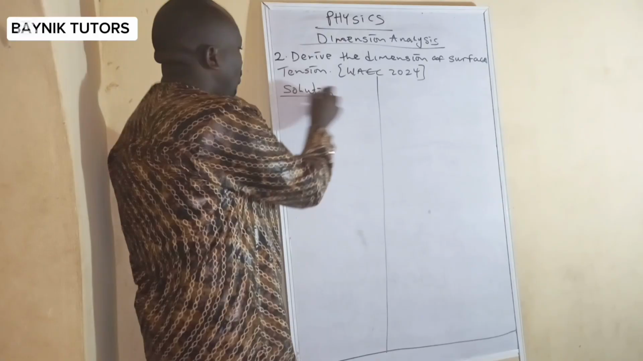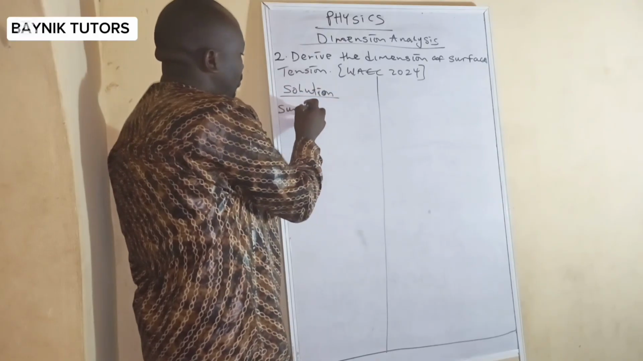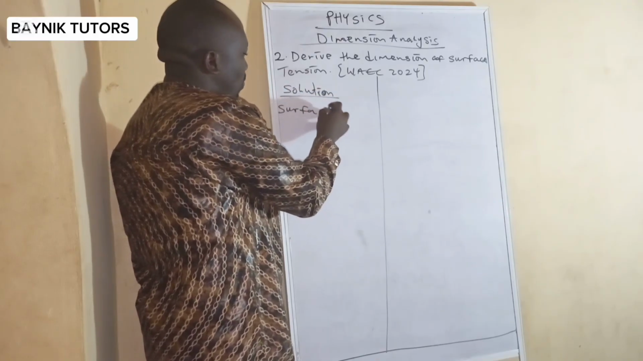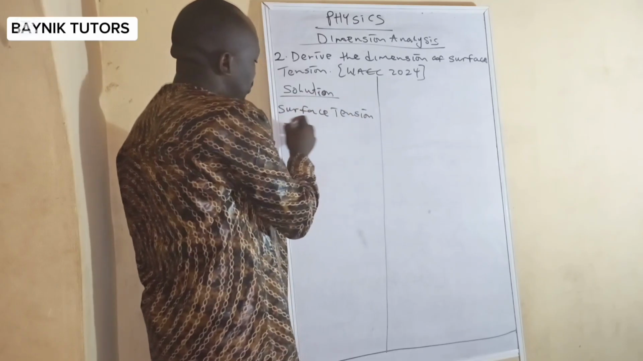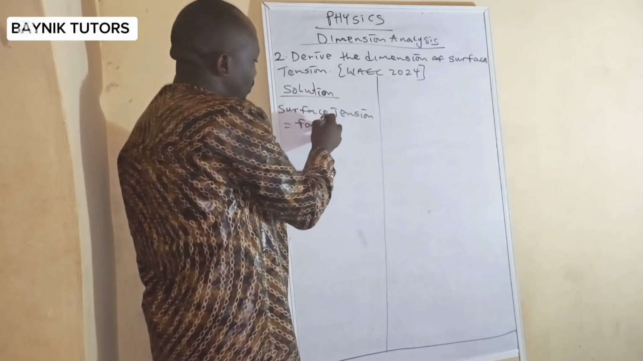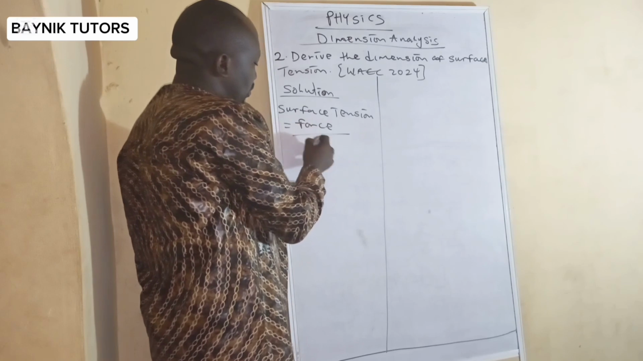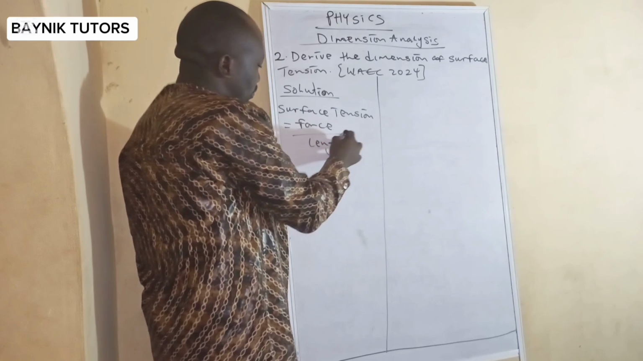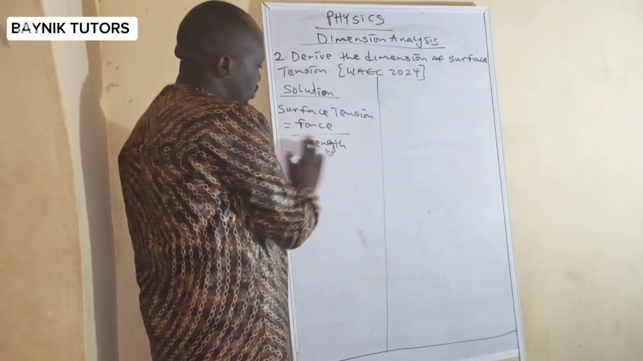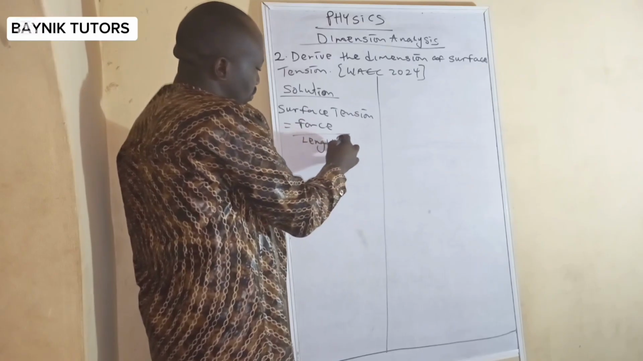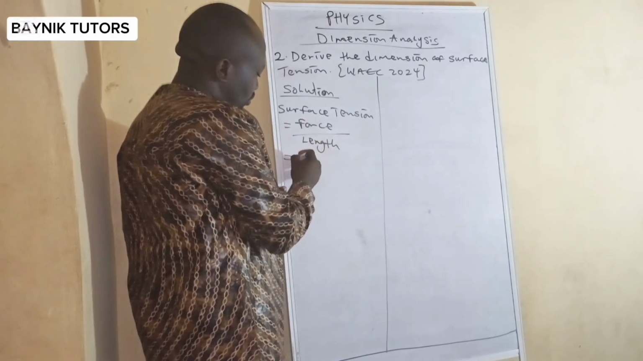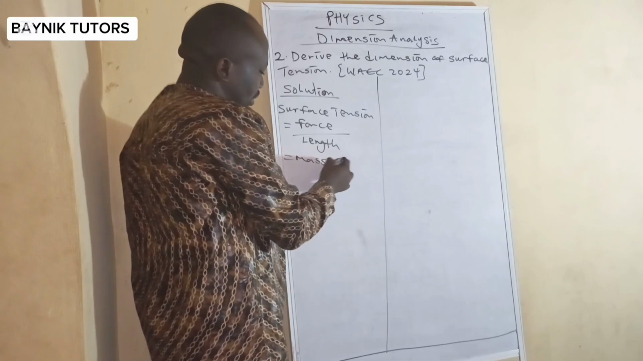So surface tension is equal to force over length. Surface tension is force over length. If you open force up, force is mass times acceleration.